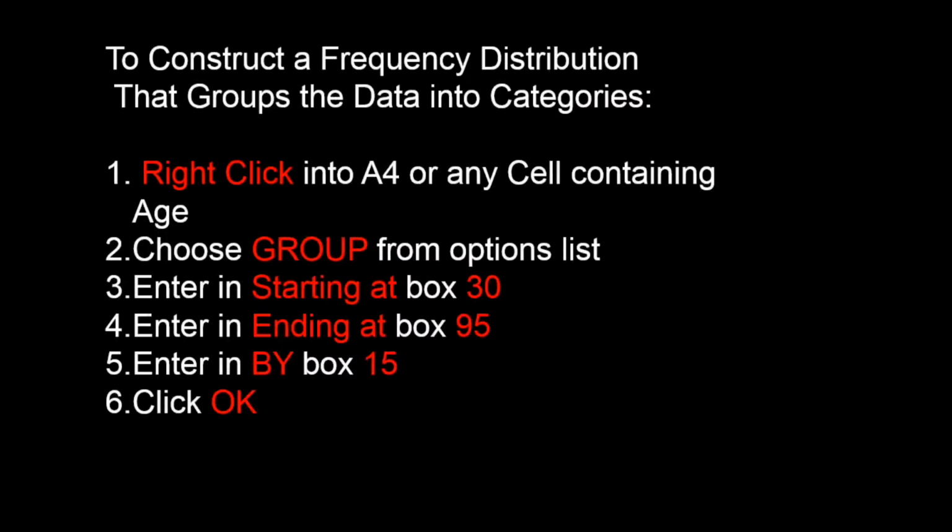Now, even though Excel did a nice job on giving us a frequency distribution, it would be easier to read the data if it was grouped into classes, and we had already decided to group the classes into 5 categories. So here are the steps to do that using Excel. You right-click into any of the cells containing the age, you choose Group, Starting Box, Ending Box, and by 15. So copy these down, pause the video, and let's take a look at how it's done in Excel.